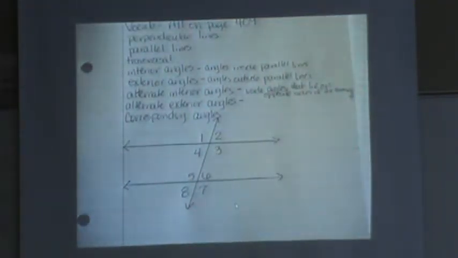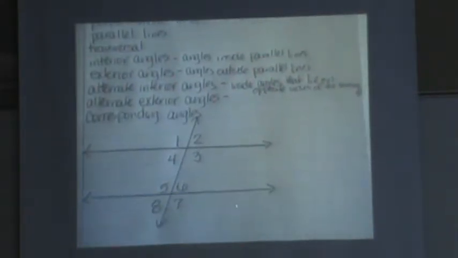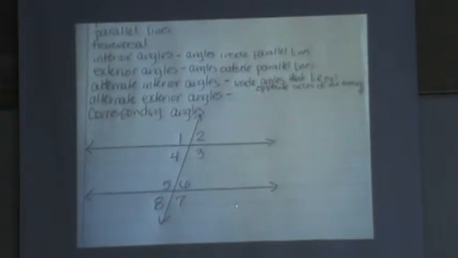And I ran out of room to write there. I hope you can read that. Alternate interior angles are interior angles that lie on the opposite side of the transversal.